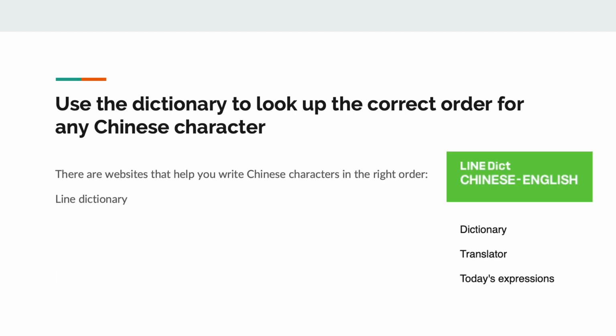Also, you can use the dictionary to look up the correct order for any Chinese character. There are websites that help you write Chinese characters in the right order, such as the one here, Line Dictionary. These are some very useful resources from the internet that you can use. Many dictionary websites have the correct brushstroke order on them.